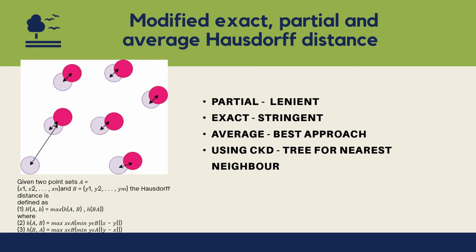In literature, we find 3 different variations of the Hausdorff distance. This is the partial, exact, and average Hausdorff distance. In our findings, we discovered that the partial distance was too lenient as it matched too many different patterns. The exact Hausdorff was very stringent as it could not discover all the patterns, and the average Hausdorff distance was discovered to be the best approach and managed to match patterns correctly. However, this is a very expensive algorithm as it needs to find all the nearest neighbors for each point. Thus, a CKD tree was used, and this speeded up efficiency effectively.